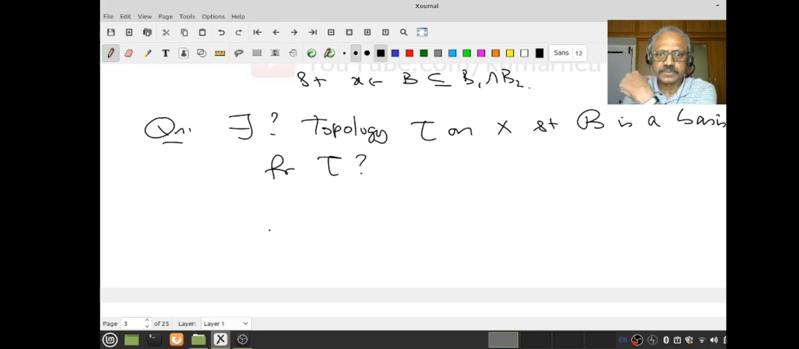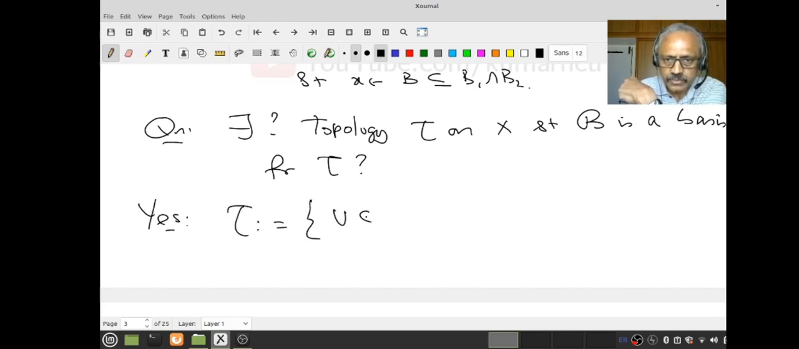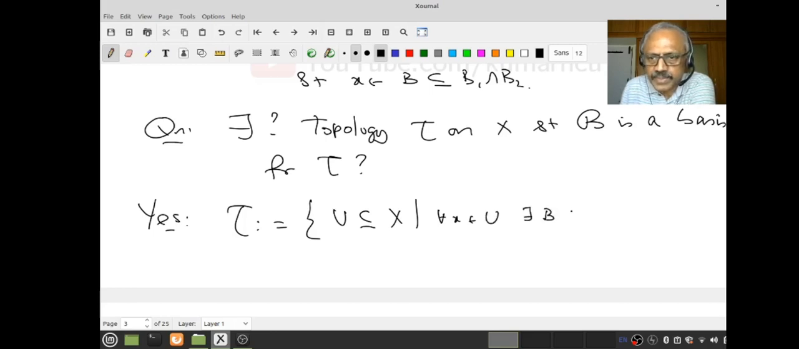Now we are ready to do that. So yes, the answer is yes. How do I define tau? Tau is the collection U of subsets of X. And let me again repeat, in the first 4 videos on examples of topological spaces, we have seen concrete examples. You should go back and quickly review it. Not too much time, but quickly review it. For every x in U, there exists a B in script B such that x belongs to B and B is contained in U.